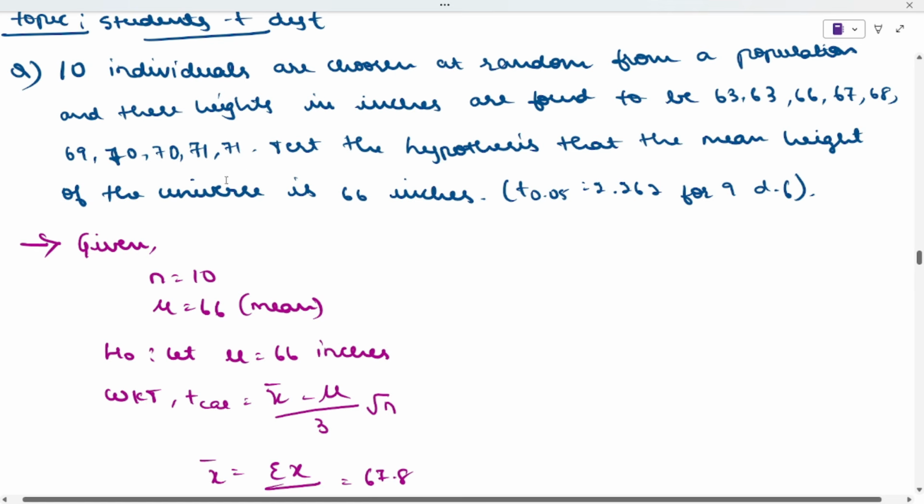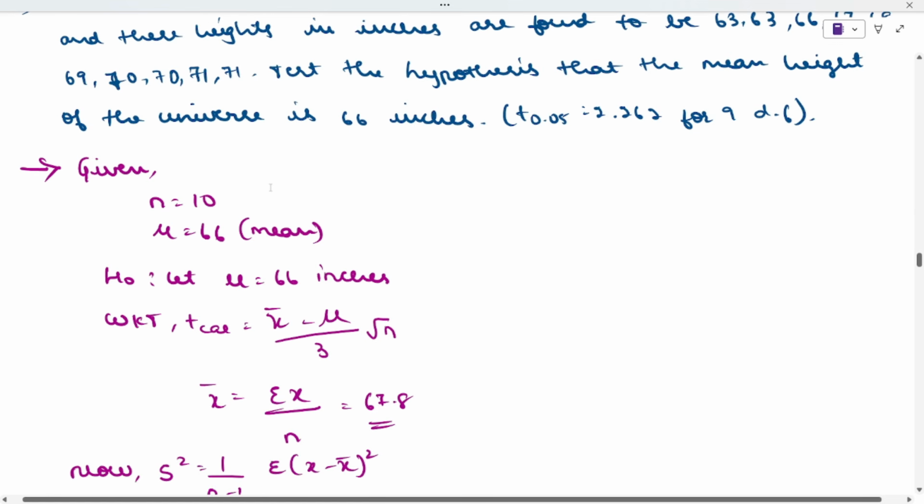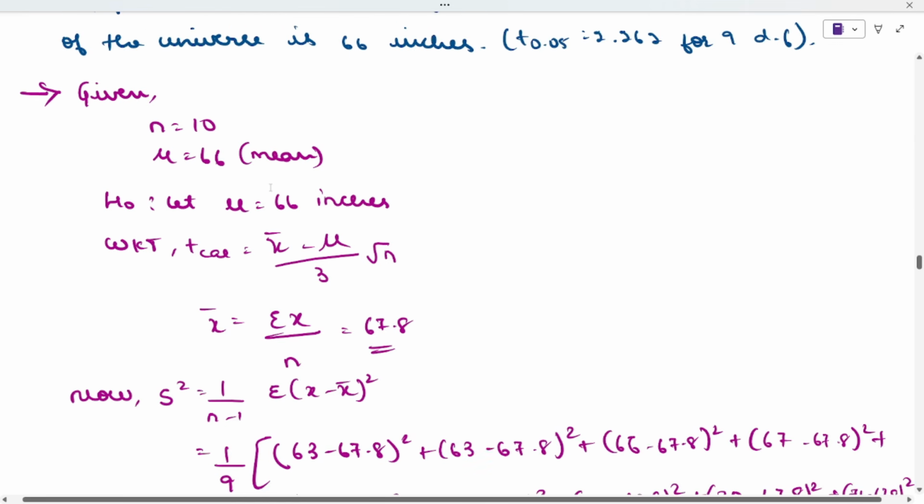You consider how many heights they have given? 10. N is equal to 10. Mu is equal to 66, that is the mean. Next, you have to say let mu is equal to 66 inches. That means t will be what? X bar minus mu divided by s, that is the calculated value, into root n.